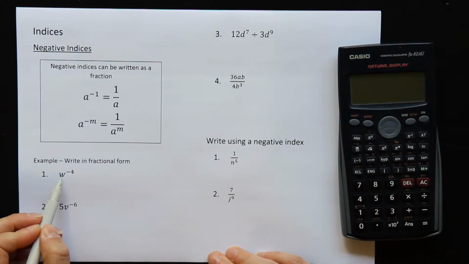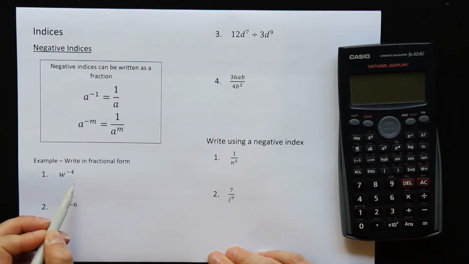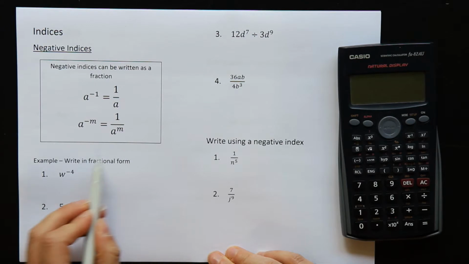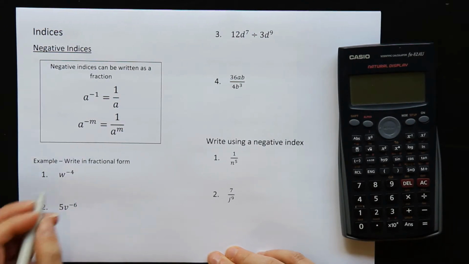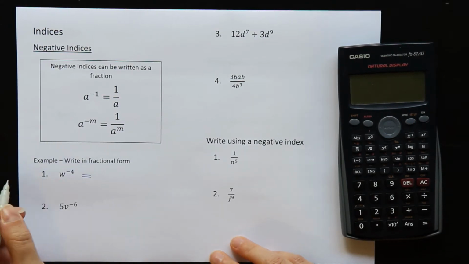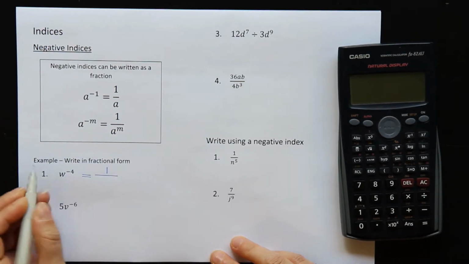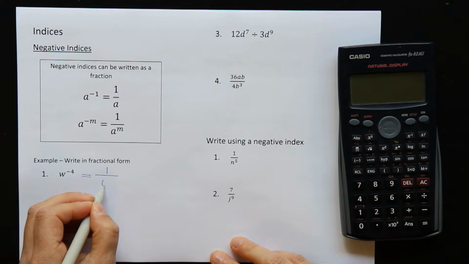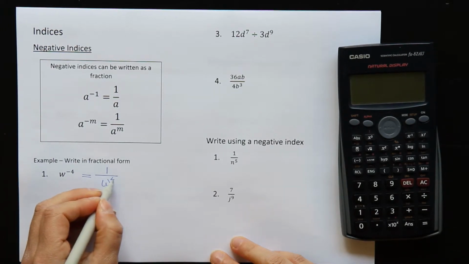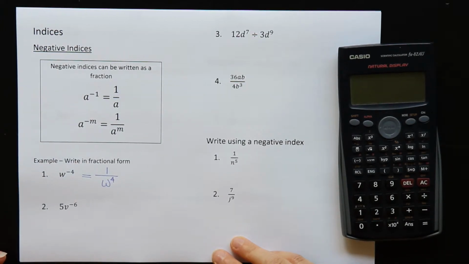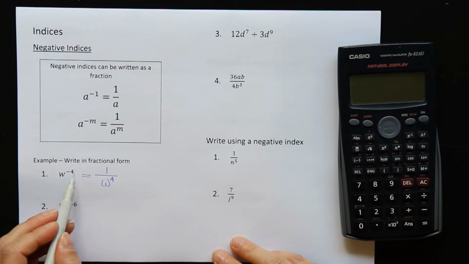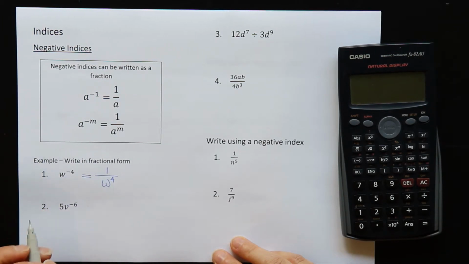If I have w to the power of minus 4, if I want to write that in fractional form, so with a positive index, all I have to do is turn it into a fraction. I put a 1 on the top, over. This will go to the bottom. It'll be exactly the same, except a positive power now. So w to the negative 4 is the same as 1 over w to the power of 4.